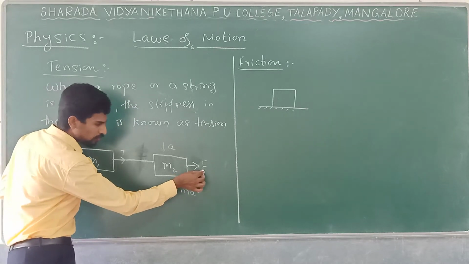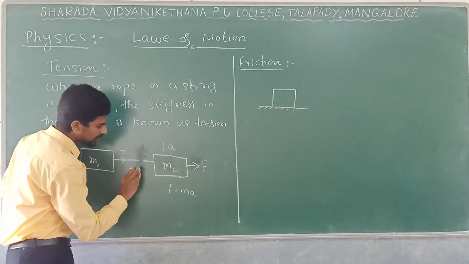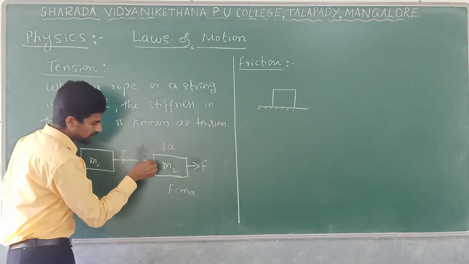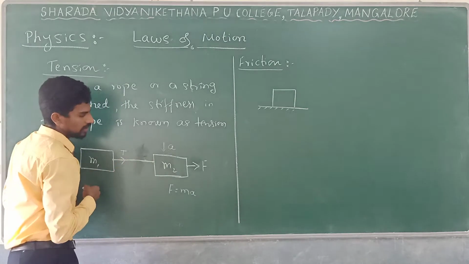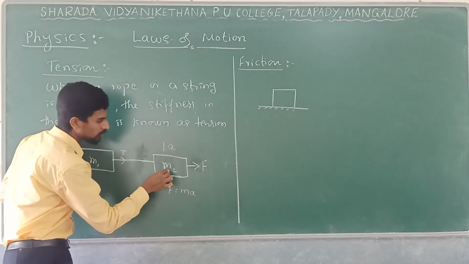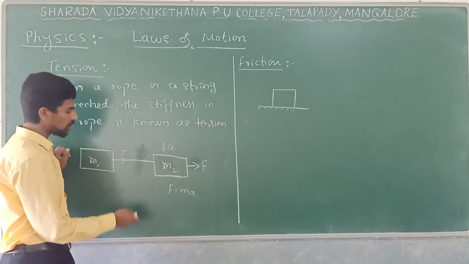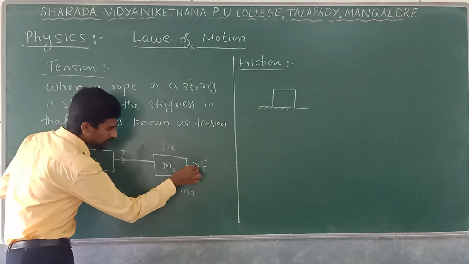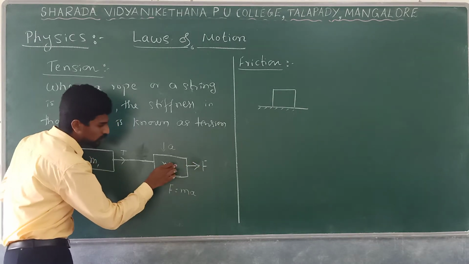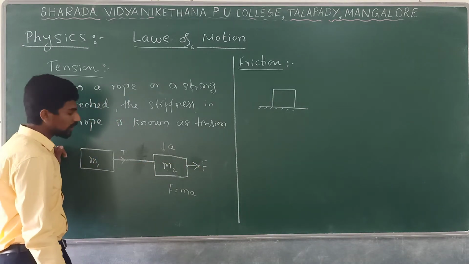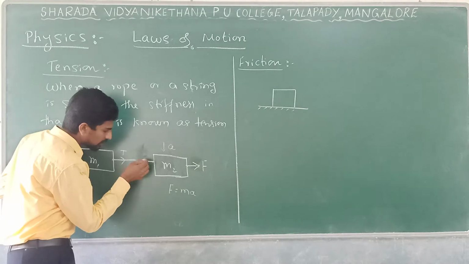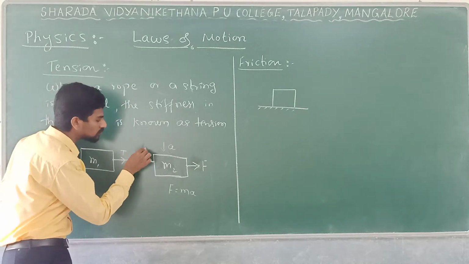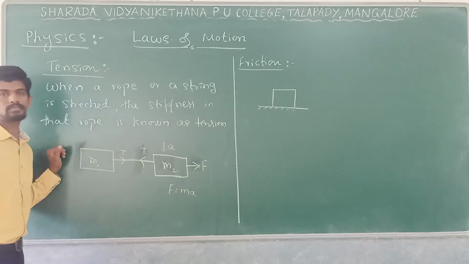Now for the same force, when the string is not connected, it is moving with acceleration A. Now the string is connected here, the same force is applied to M2, but its acceleration decreases because this M1 is connected. So the total force on this M2 should decrease. Total force on M2 decreases means some force is acting in the opposite direction for this M2, that is tension T.